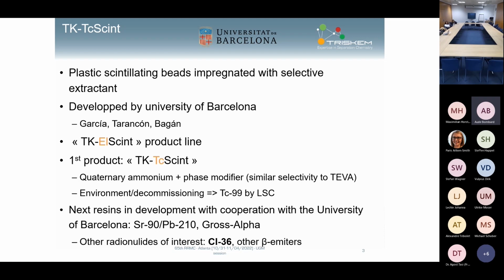And as you've seen, this is mainly for technetium, but as the quaternary ammonium is an anion exchanger, as Ines showed, you can also use it for chlorine or iodine extraction and measurement. There are new resins in development, also in cooperation with the University of Barcelona, mainly for the measurement of strontium-90, lead-210, and for gross alpha. And of course, any other radionuclide that is usually measured by liquid scintillation could be transferred onto these solid scintillators.